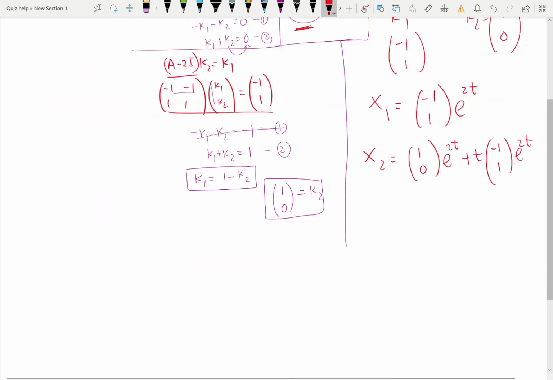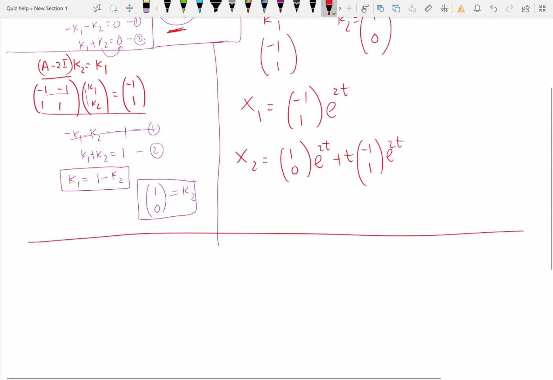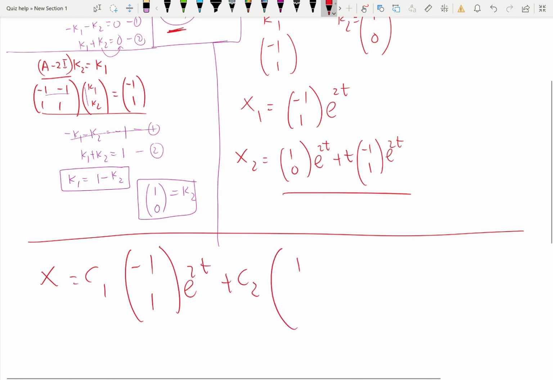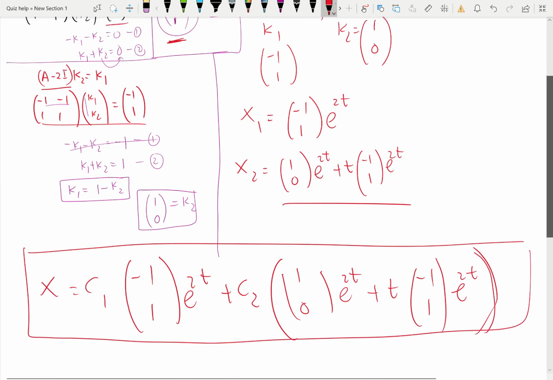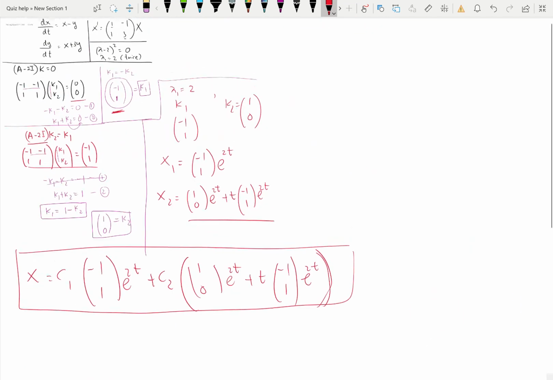Finally we can write the general solution as a linear combination of both of them: c1 times negative 1, 1 e to the 2t, plus c2 times the whole thing, 1, 0 e to the 2t plus t times negative 1, 1 e to the 2t. So this is the general solution for the differential equation. That is how you work when you have a defective matrix. All right, thank you.